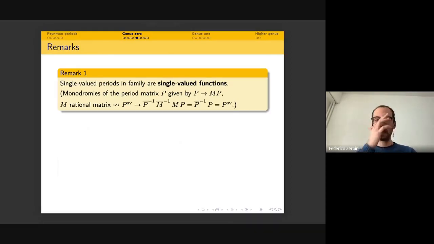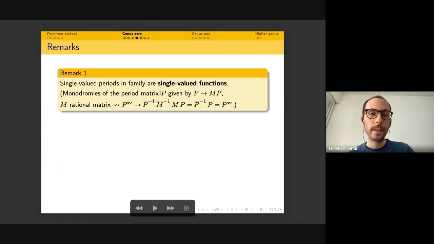Let me first remark, so why are they called single-valued periods? Well, because if you consider single-valued periods in family, so they depend on parameters, they are, at least locally, single-valued functions. Well, because the monodromy of the period functions is given in the following way. So you have this monodromy acting on the period matrix by just left multiplication by a matrix M.